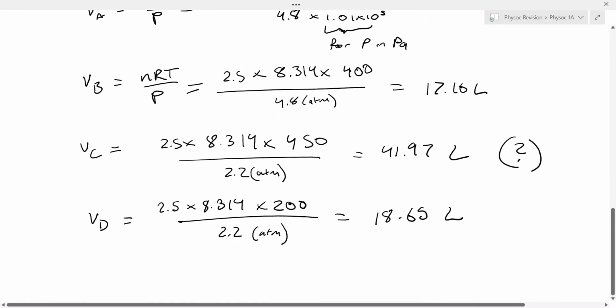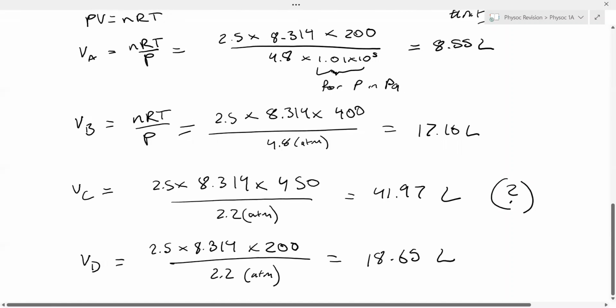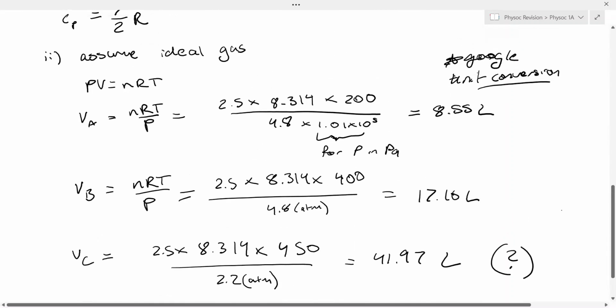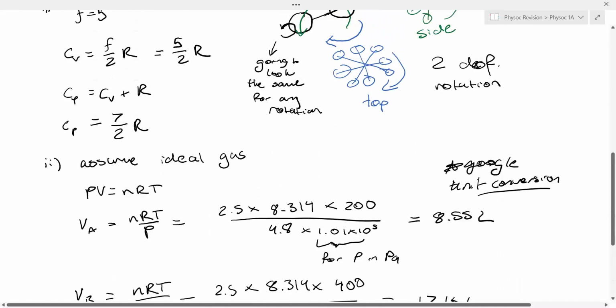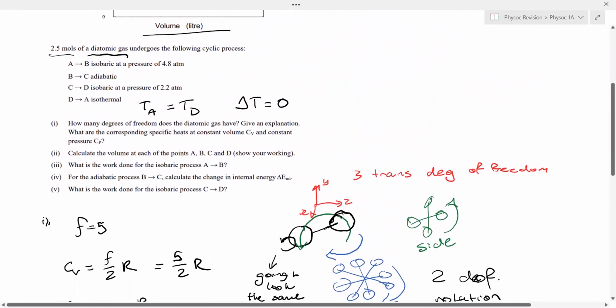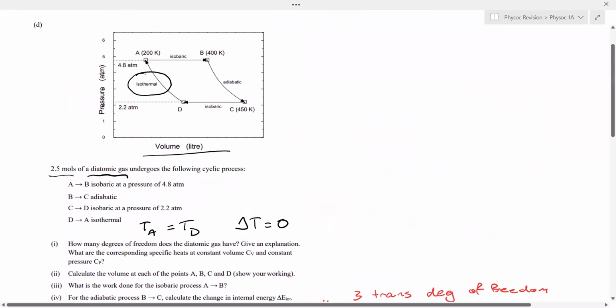All right, so this is just repeatedly using our ideal gas law, picking out values from the graph and making sure we take care of our unit conversion. Part 3: what is the work done for the isobaric process from A to B? A to B is this top line here. Isobaric process, pretty easy to figure out what the work done is. The work done is always going to be the area under the graph in the PV diagram.